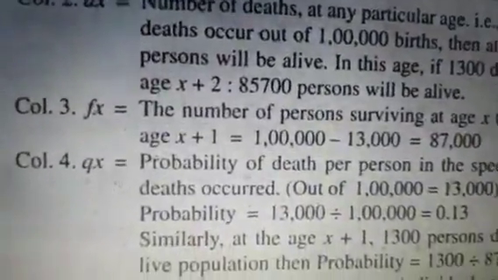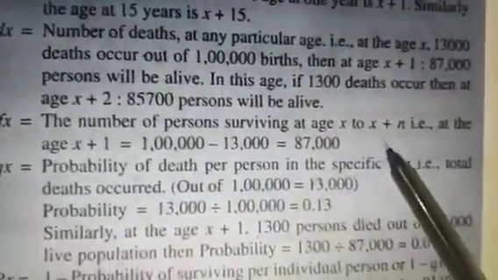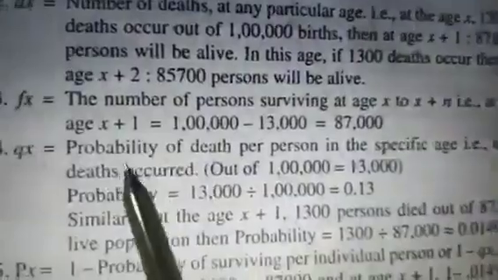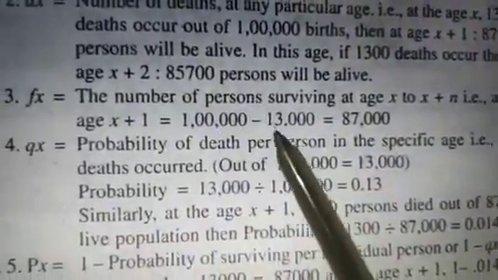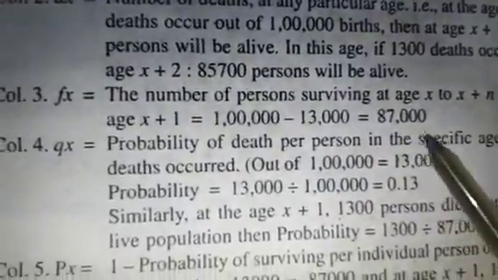Third column is fx, that is the number of persons surviving at age x to x plus 1, that is at the age of x plus 1 is equal to 1 lakh minus 13,000. Earlier I told you 13,000 died, so it is equal to 87,000.